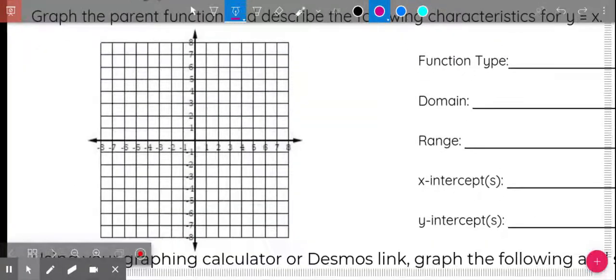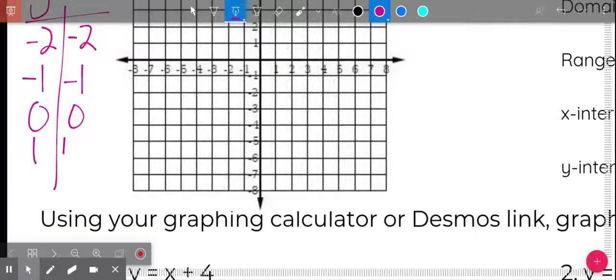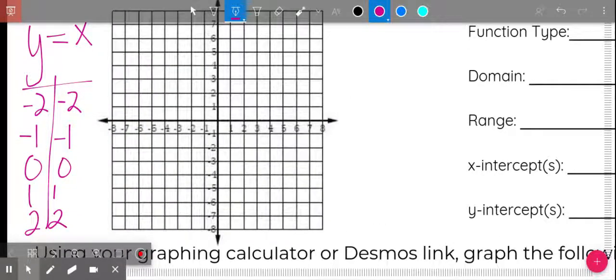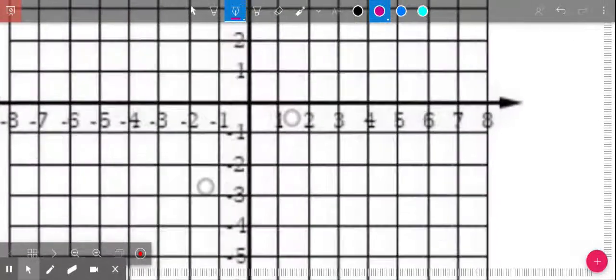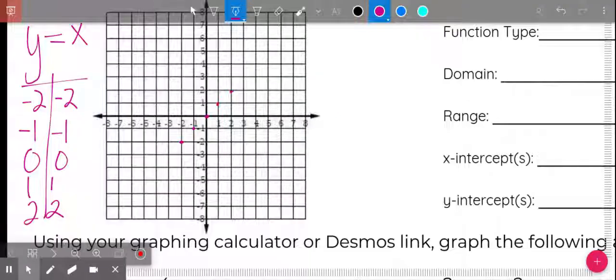So for our parent function, we know it's going to be y is equal to x. And our input and output table, which you should have memorized, is -2, -2, -1, -1, 0, 0, 1, 1, and 2, 2. I say you should have that memorized because you took your test yesterday, so hopefully you did. All right, so we're going to plot all of our points, -2, -2, -1, -1, 0, 0, 1, 1, and 2, 2. We're going to connect all of our points.